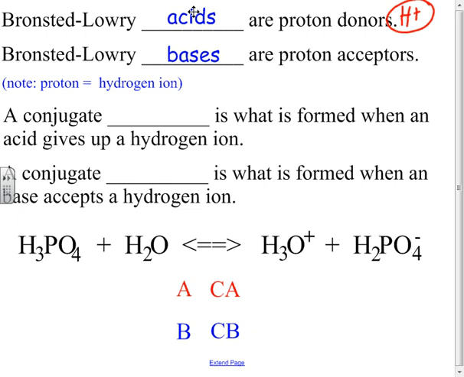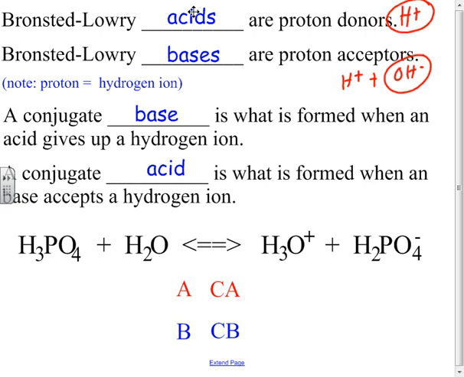Bronsted-Lowry bases, on the other hand, are proton acceptors. That is not the same thing as forming hydroxide ions. However, anything that forms a hydroxide ion can also accept a hydrogen ion, so all Arrhenius bases are Bronsted-Lowry bases, but not all Bronsted-Lowry bases are Arrhenius bases. Moving on to another definition, a conjugate base is what is formed when an acid gives up a hydrogen ion, and a conjugate acid is what is formed when a base accepts a hydrogen ion.